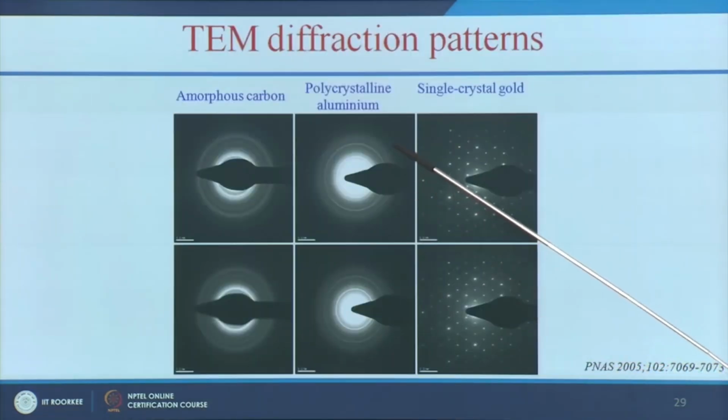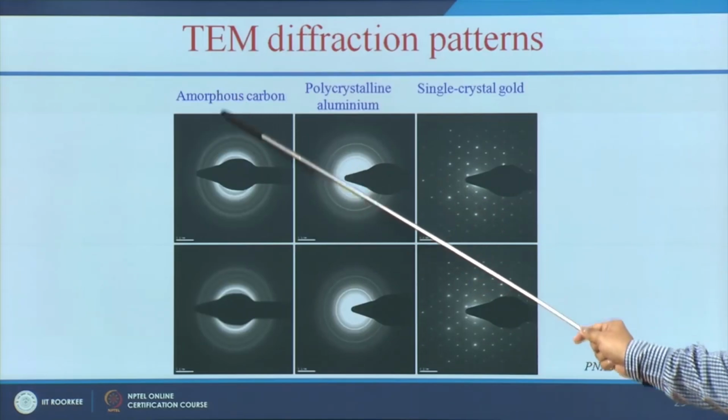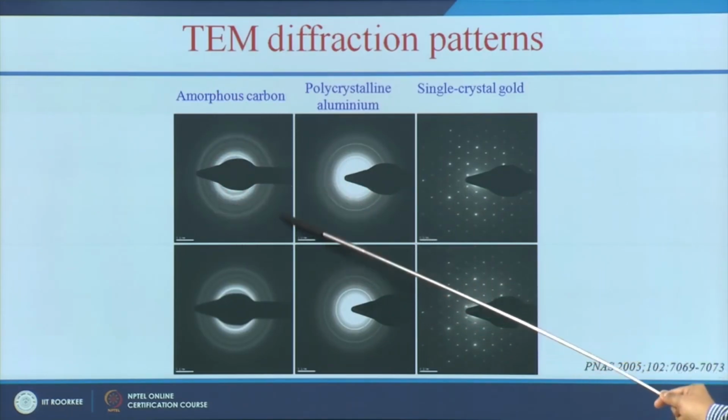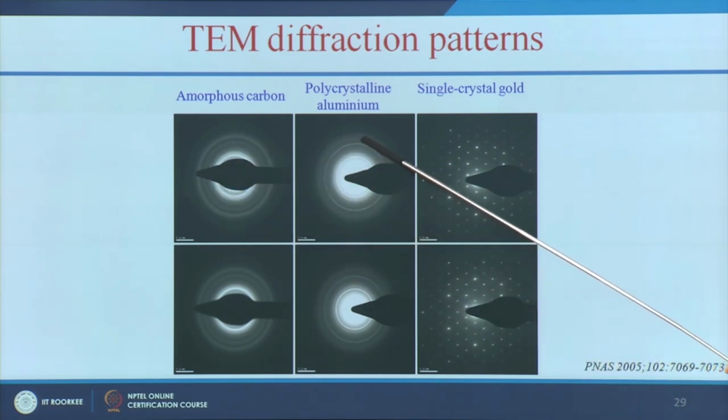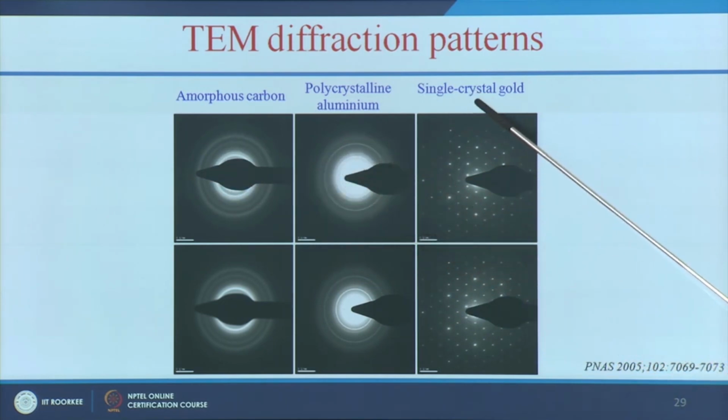Another example of diffraction patterns you can see here. In amorphous carbon you will get the diffused ring pattern, in polycrystalline aluminum you will get rings with spots, and in single crystal gold you will get bright spots.